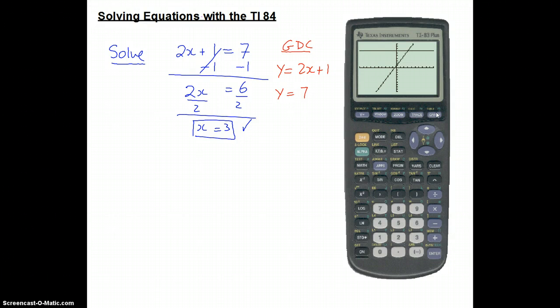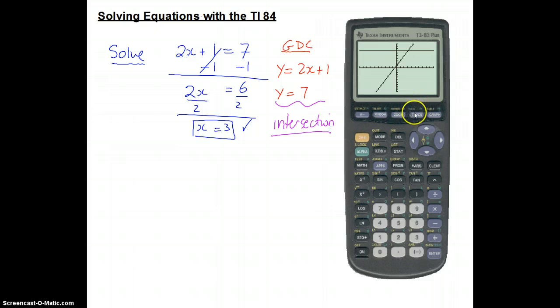There we go. Here is our y equals 2x plus 1. Here is our y equals 7. What we want to do now is have a look at this point here. This is where 2x plus 1 is equal to 7, so it's actually the point of intersection. So let's have a look at our calc menu once again.